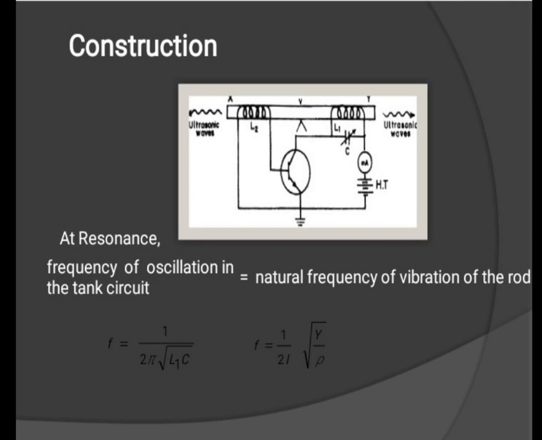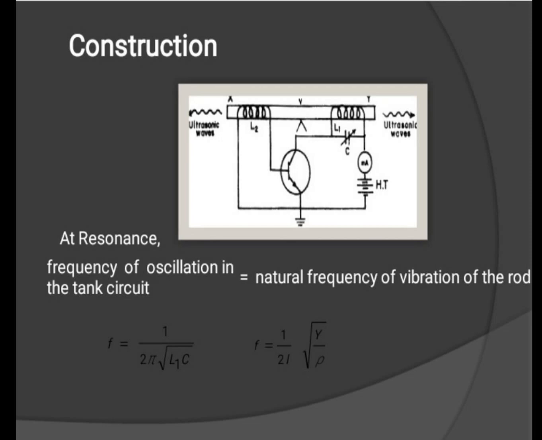Let us now see the working of the magnetostriction generator. When the battery is switched on, the resonance circuit L1C sets up an alternating current of frequency f equal to 1 by 2 pi root of L1C. The current flowing round the coil L1 produces an alternating magnetic field of frequency f along the length of the nickel rod. The rod starts vibrating due to the magnetostrictive effect. The vibrations of the rod create ultrasonic waves.